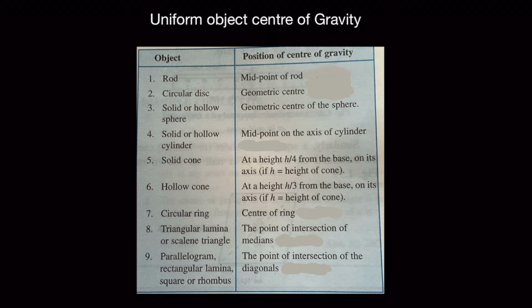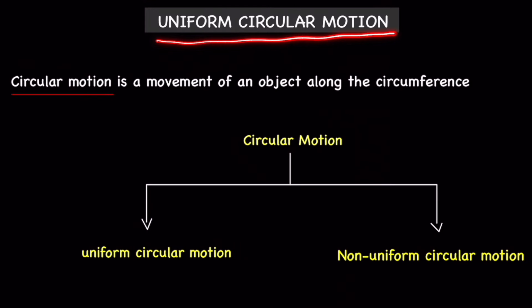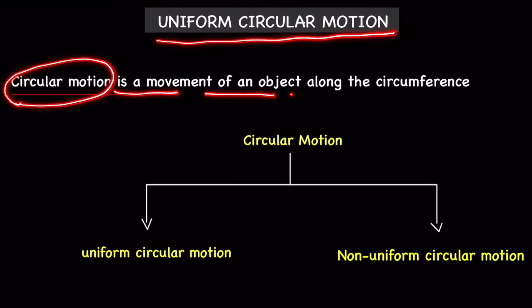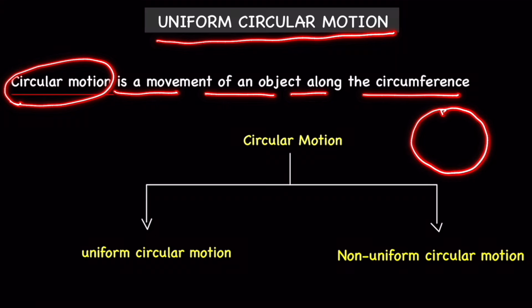Now we will move to the last topic, which is uniform circular motion. In uniform circular motion, first we will know what circular motion is. Circular motion is the motion of an object along the circumference. You see the running track. The athletes are running along the circumference.